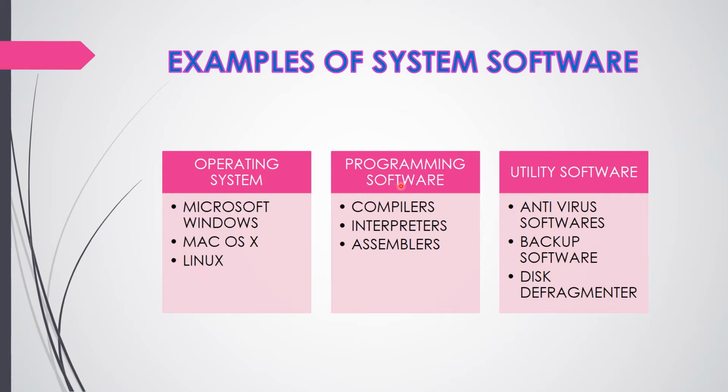Programming software is a software which helps the programmer in developing other software. Compilers, interpreters, assemblers are examples of programming software. Utility software is a system software designed to help analyze, optimize, configure, or maintain a computer. It is a type of system software used to support a computer infrastructure. Examples of utility software are antivirus software, backup software, disk defragmenter, etc.